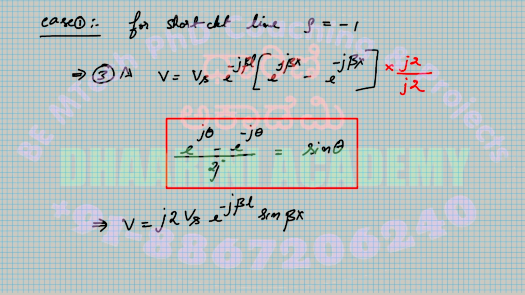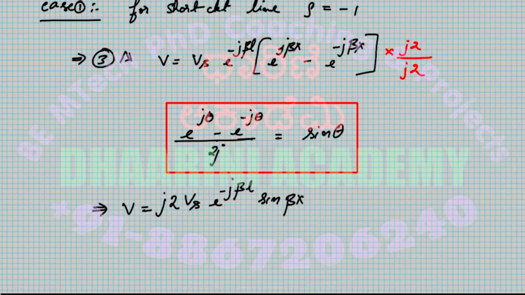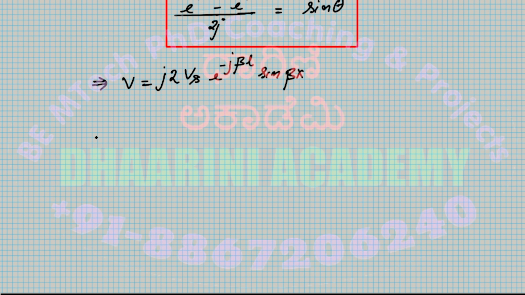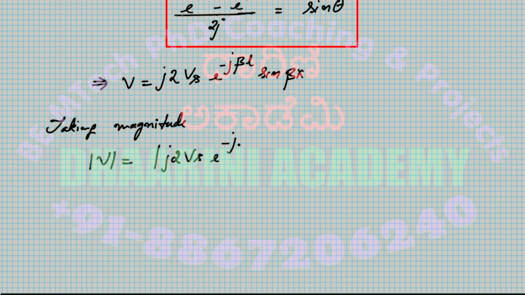Right. Now, this is the equation for voltage, right? If you want to measure the voltage, I can take the magnitude. So this implies taking the magnitude. That is, magnitude of V is equal to magnitude of j times Vs e to the power minus j beta L into sine of beta x. Okay, so what should be the magnitude of this thing? Can you tell me what I can write here?